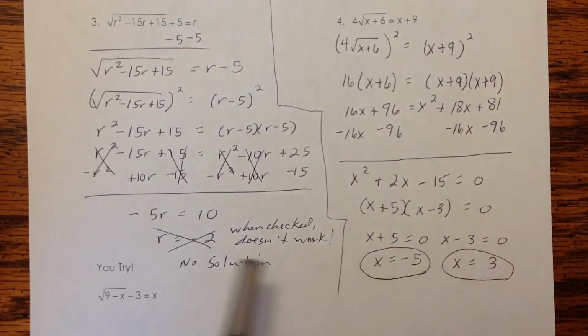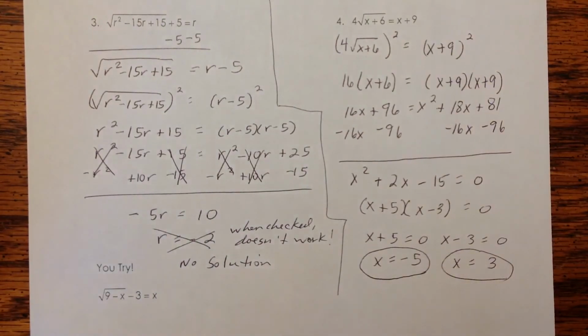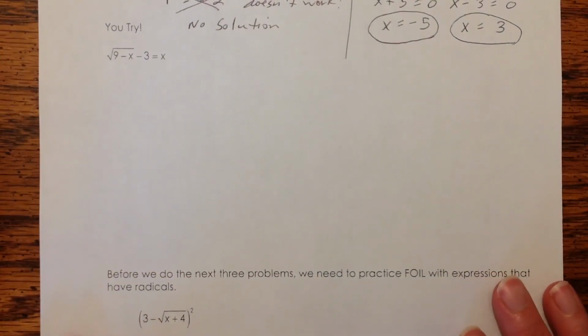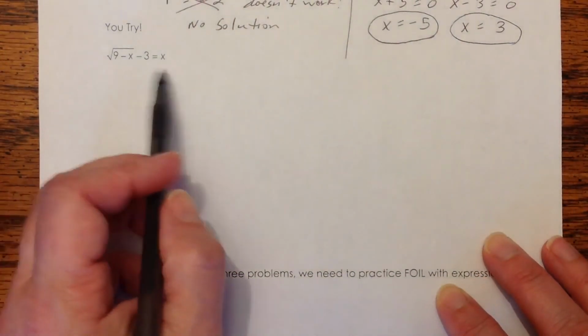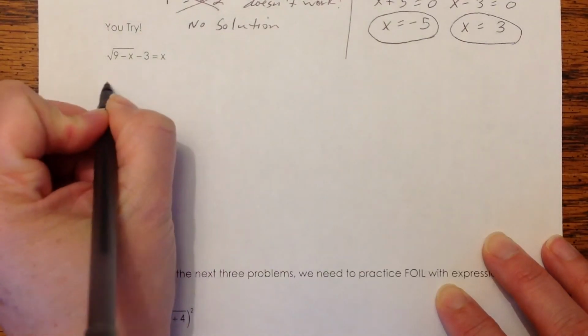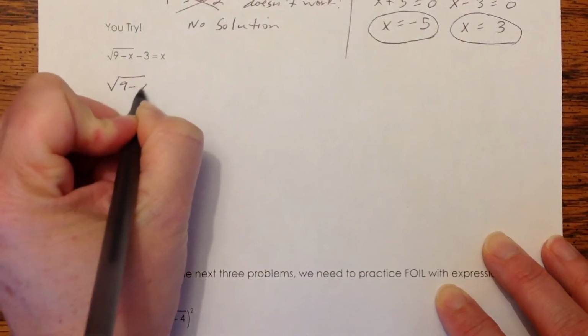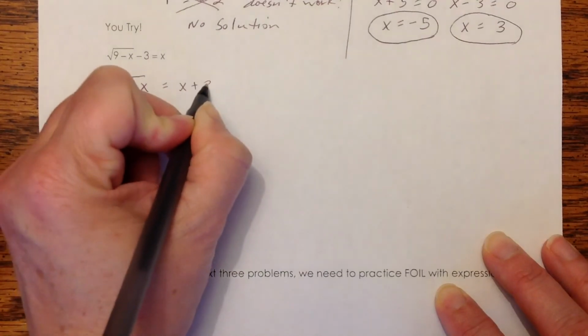So sometimes what's going to happen is nothing works and you get no solution. Everything works, so you get to keep it. And there's also an instance where you might get 2 answers and only one will work. And that's exactly what happens on the u-try problem. So the u-try problem would start by adding the 3 over. So you get the square root of 9 minus x equals x plus 3.